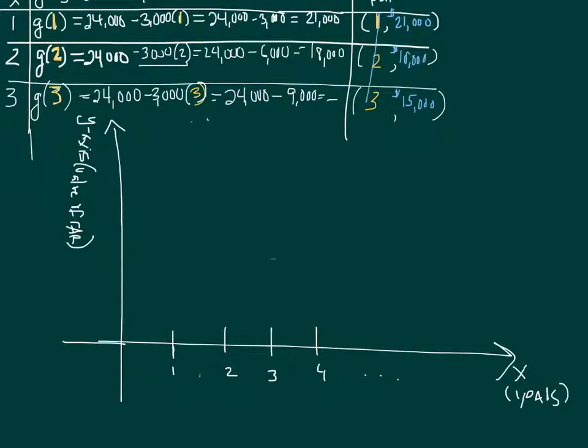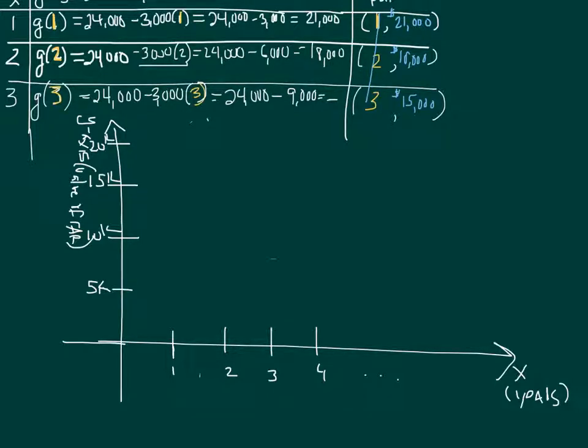So maybe this is 1, after 1 year, after 2 years, 3 years, 4 years, and so forth. And we're in thousands, so maybe we can say 5, 10, 15, maybe 20,000. So this is 5, 10, 15. This is K, thousands, K, K, K, and K. And then we just plot our points.